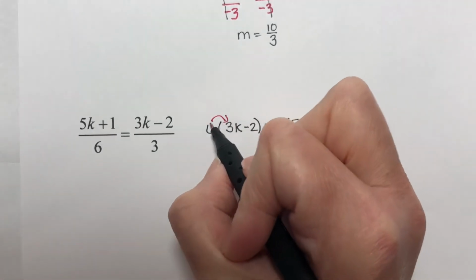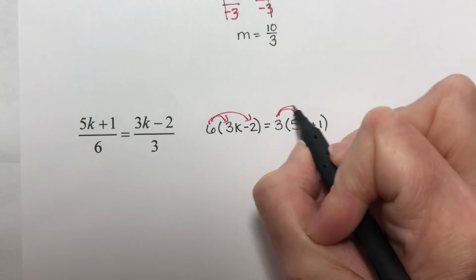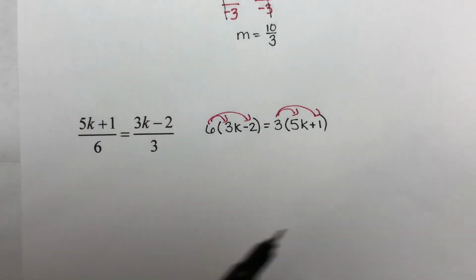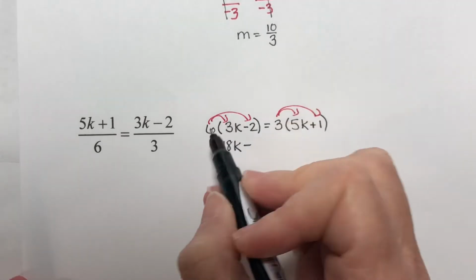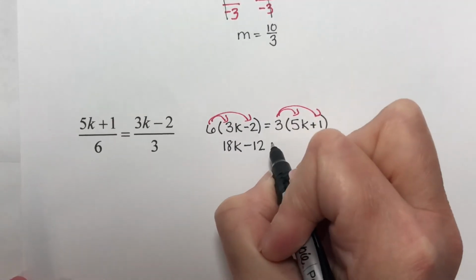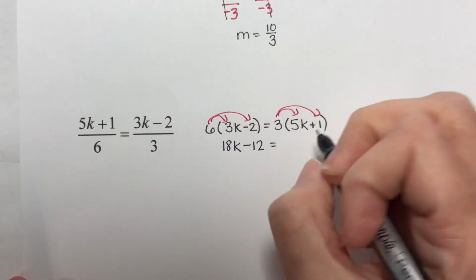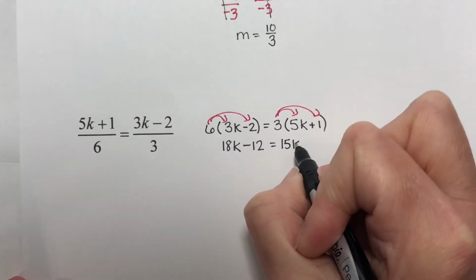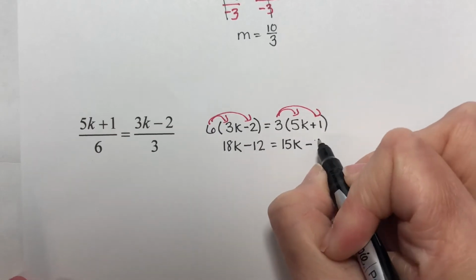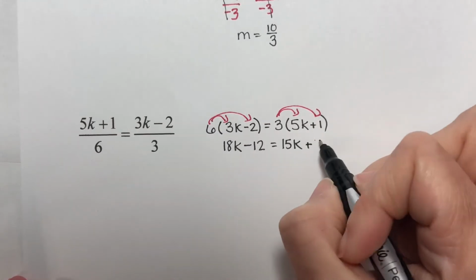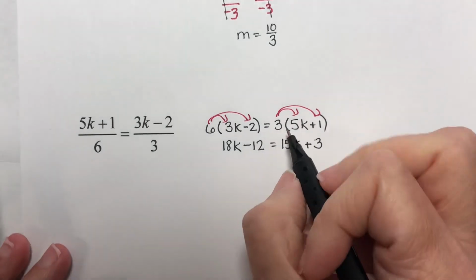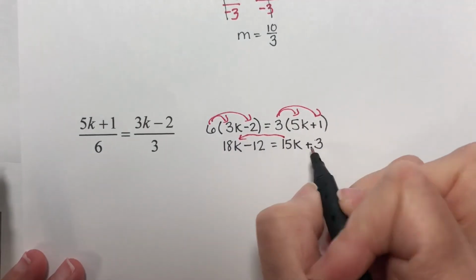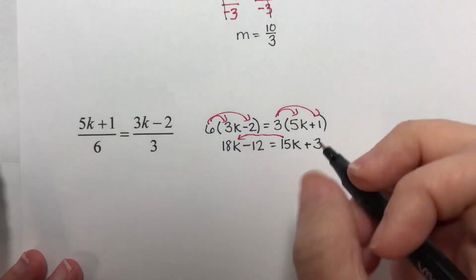Let's distribute on both sides. 6 times 3 would be 18k, minus 6 times 2 would be 12, equal to 3 times 5k would be 15k, minus 3 times 1, no, not minus, plus 3 times 1 is 3. Okay, let's get our k's together. I want to move this one over to here. I could have moved this one over here though. It would work either way.